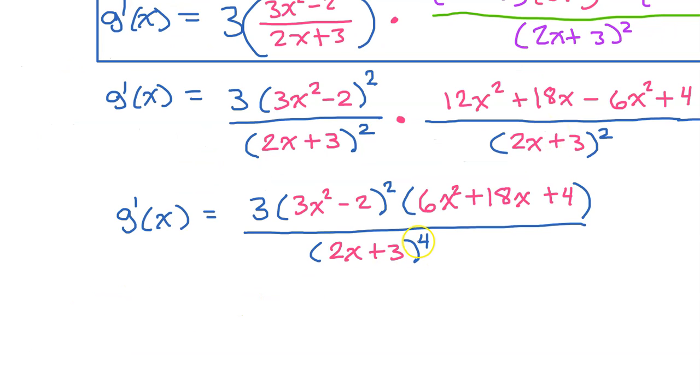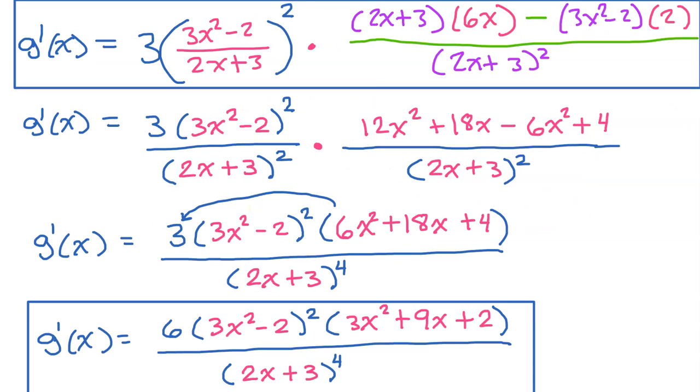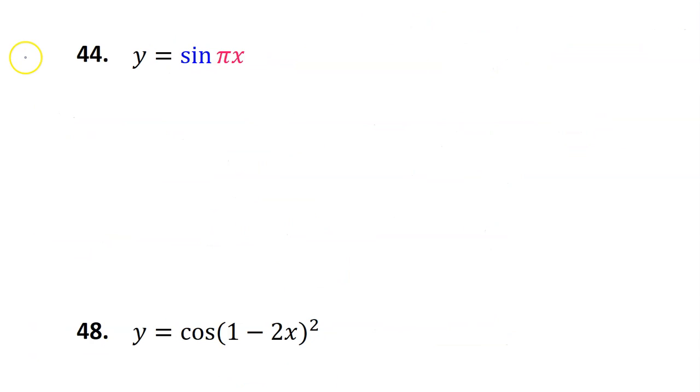I'll just do one more step here. Notice that in this trinomial, all terms are divisible by 2. So I'm going to factor out a 2. It's going to multiply by this 3. So you'll see this become a 6. So here is a more simplified version of the answer in case you need to recognize it on a multiple choice question. I colorized this so you can see the outer function in blue and the inner function in red.